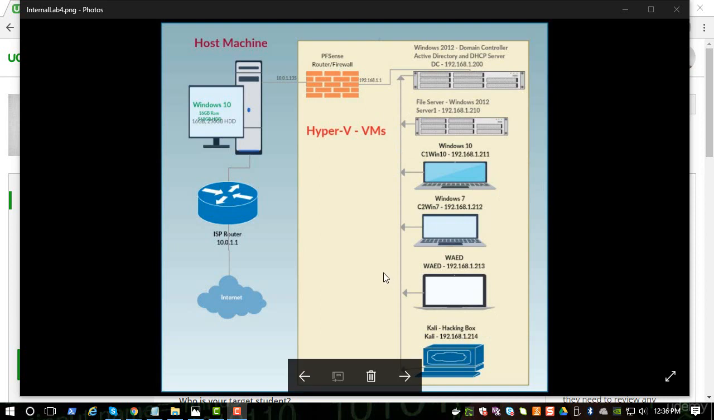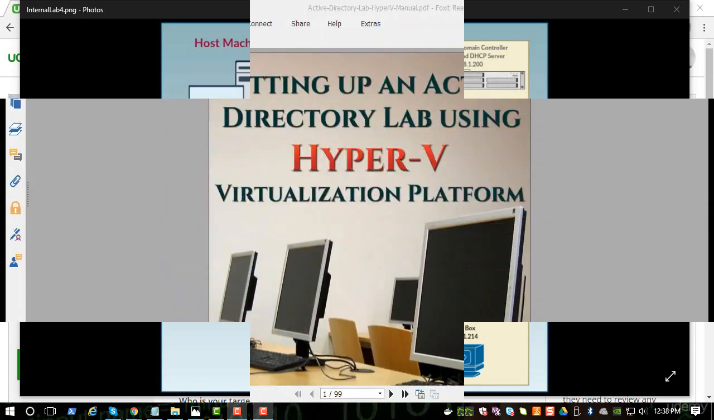In this course, we will not be installing the Linux operating systems as shown here. Those two systems are part of another hacking course which I am creating.